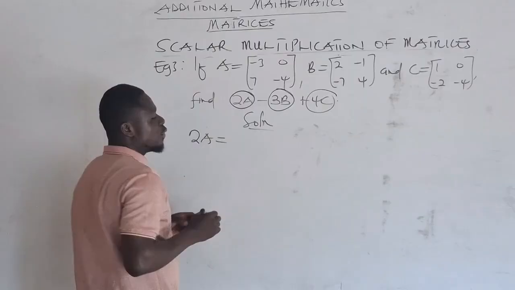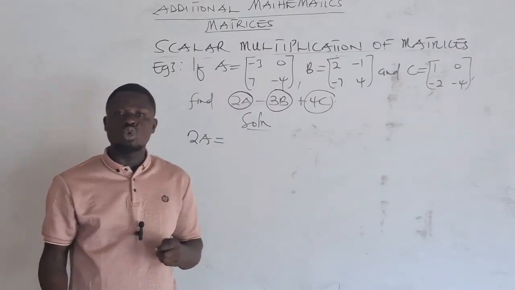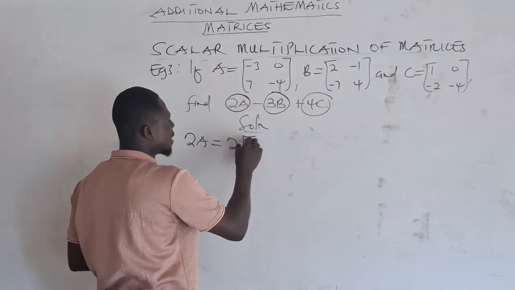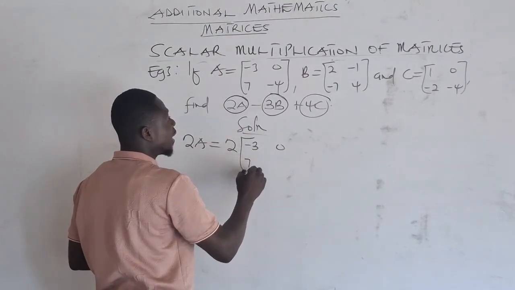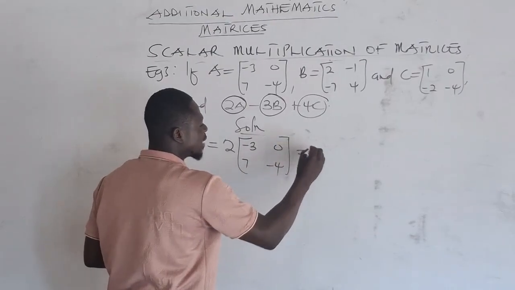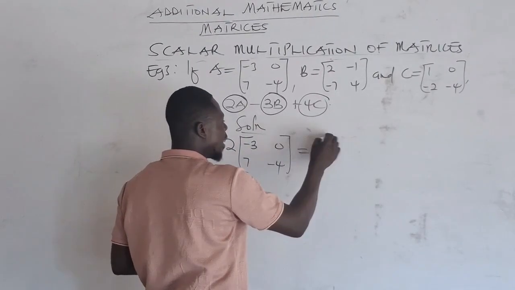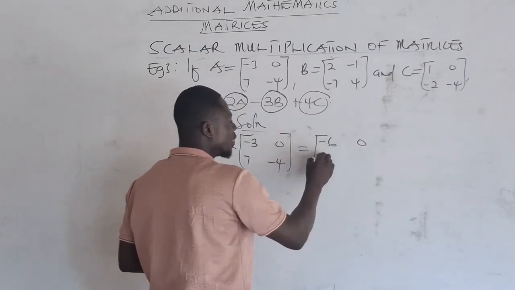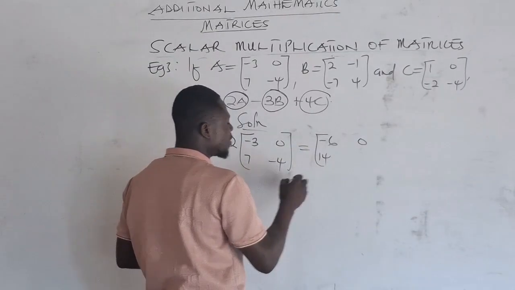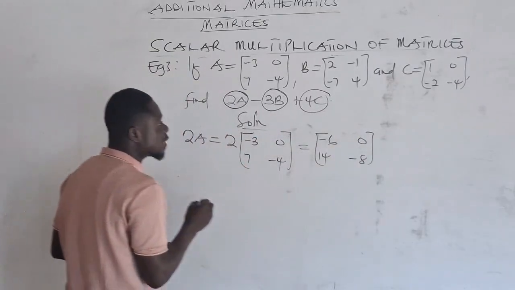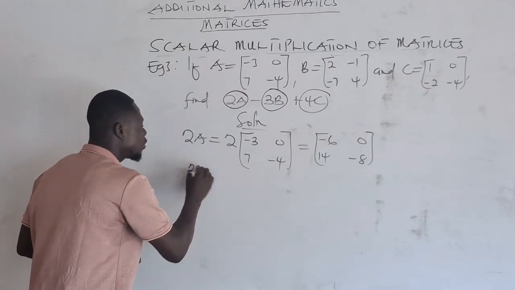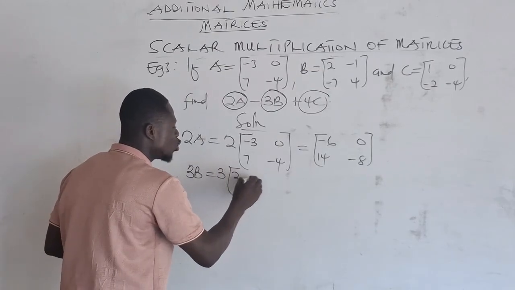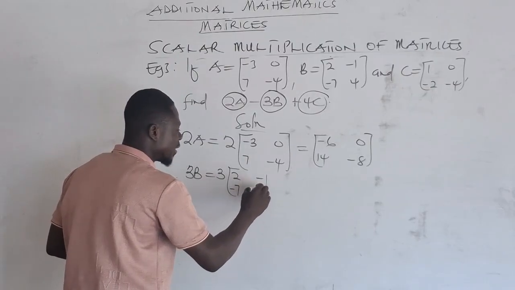2A here means that we are multiplying a scalar, which is 2, by matrix A. So we have 2 multiplying matrix A, and it is negative 3, 0, 7, negative 4. So what do we get when it is multiplied? 2 by negative 3 will be negative 6, 2 by 0 is 0, 2 by 7 is 14, and then 2 by negative 4 is negative 8. Now let's pick 3B. 3B means 3 multiplying the matrix B, and we have 2, negative 1, negative 7, 4.